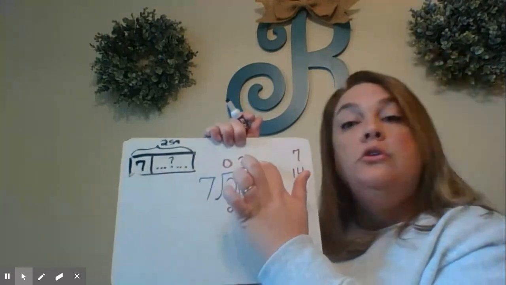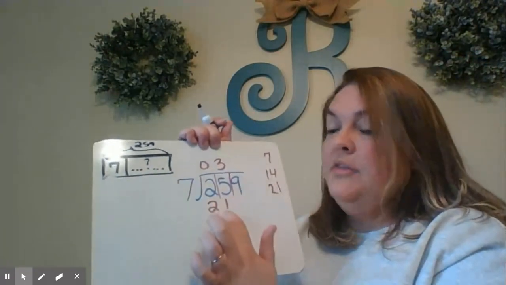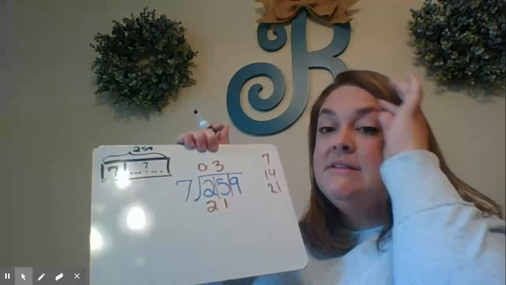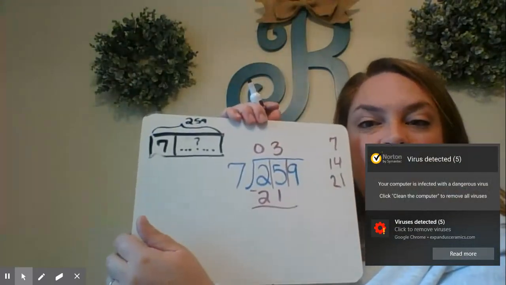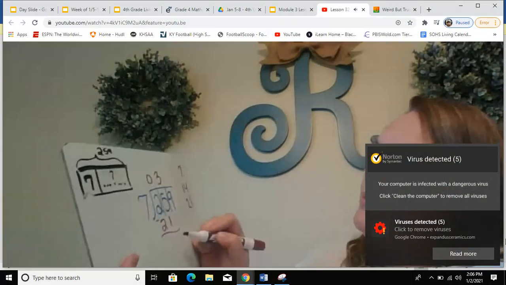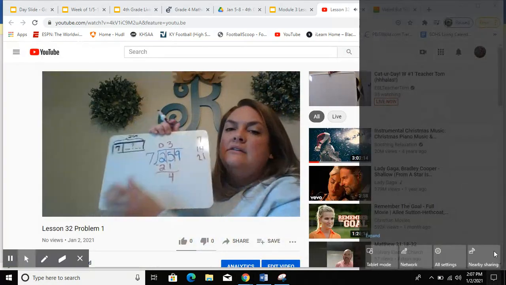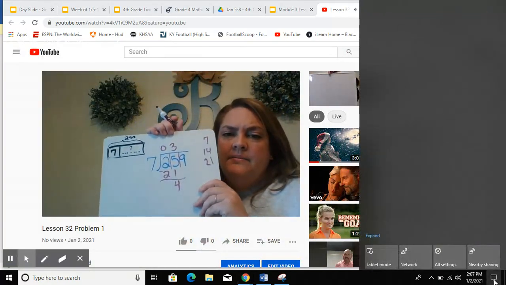You got your 3. You multiplied 3 times 7 and got the 21. Dad, mom. Now it's sister's turn. Sister is subtract. So you're going to subtract your 25 and your 21. So 2 minus 2 is 0. 5 minus 1 is 4. We'll put our 4 on there. So we did dad, mom, sister.